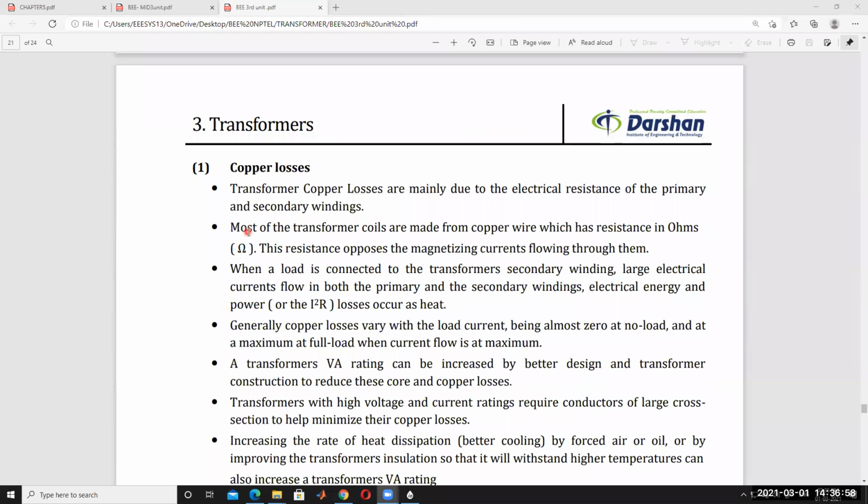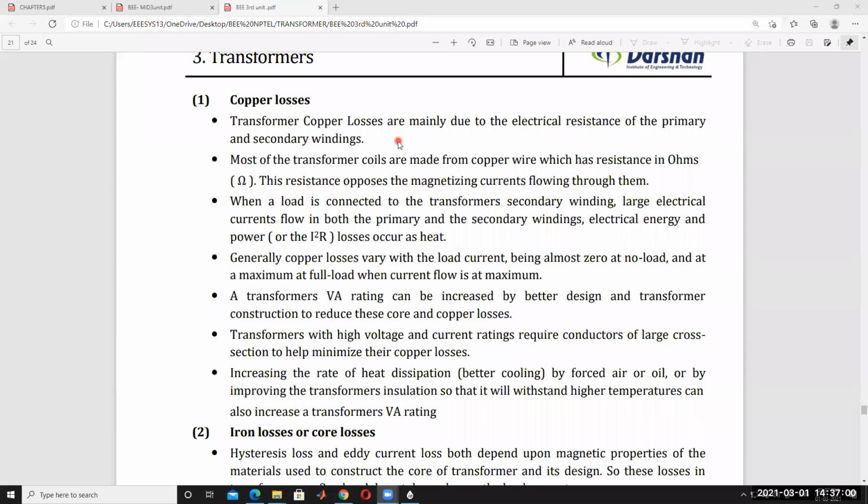Then copper losses. Copper losses are mainly due to the electrical resistance of the primary and secondary windings, as you know well. They are I square R losses. The primary winding has some resistance and the secondary winding also has some resistance. Because of that winding resistance, the loss that comes is called I square R loss.